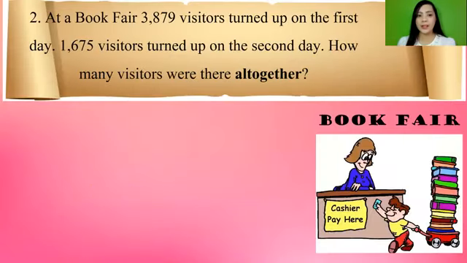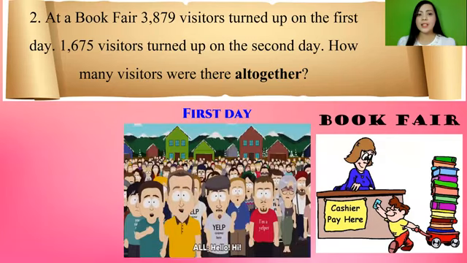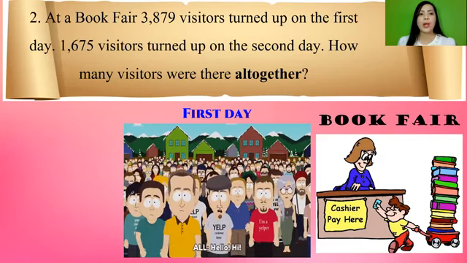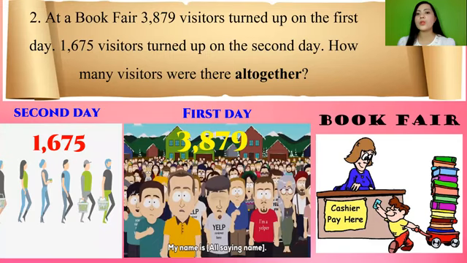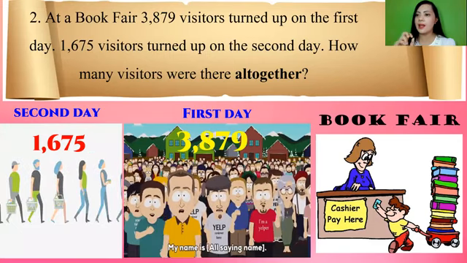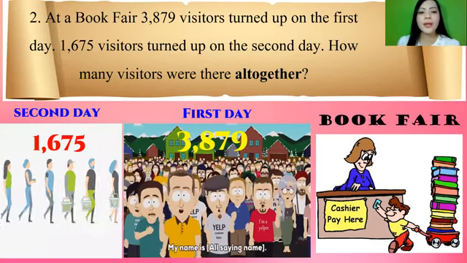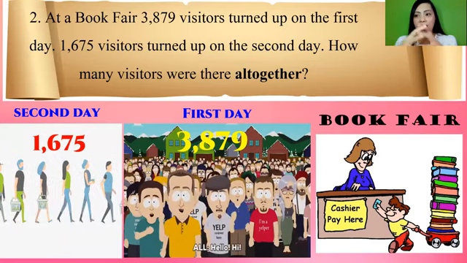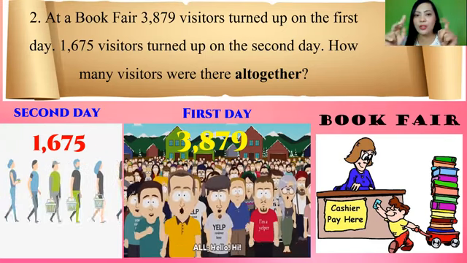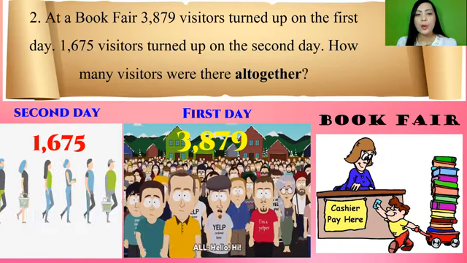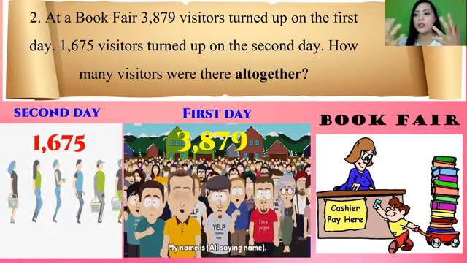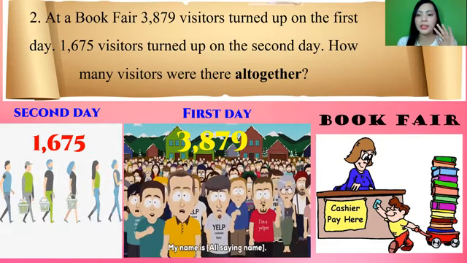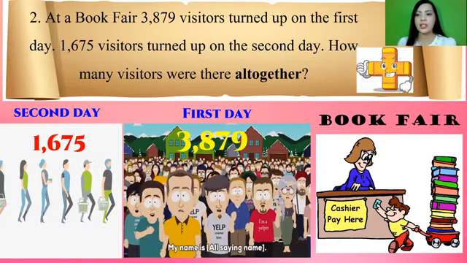At a book fair, 3,879 visitors turned up on the first day. 1,675 visitors turned up on the second day. The question: how many visitors were there altogether? Altogether again, so you remember the clue. So I believe it's very easy, right? Is it addition or subtraction? From the word altogether, you will know that it is addition.